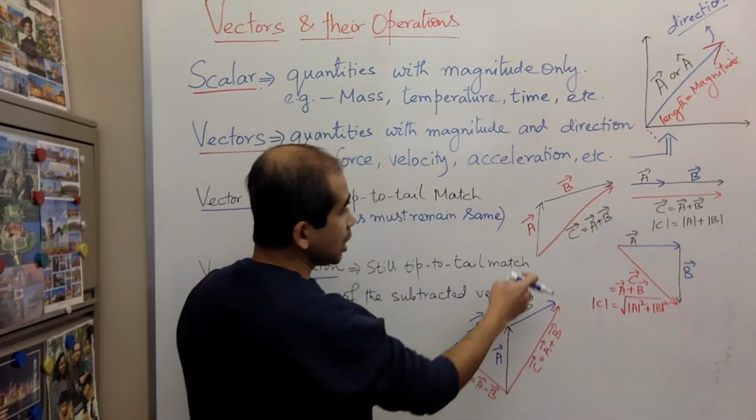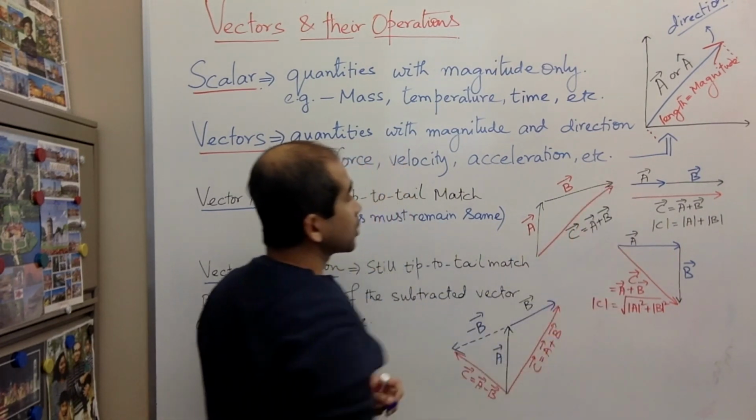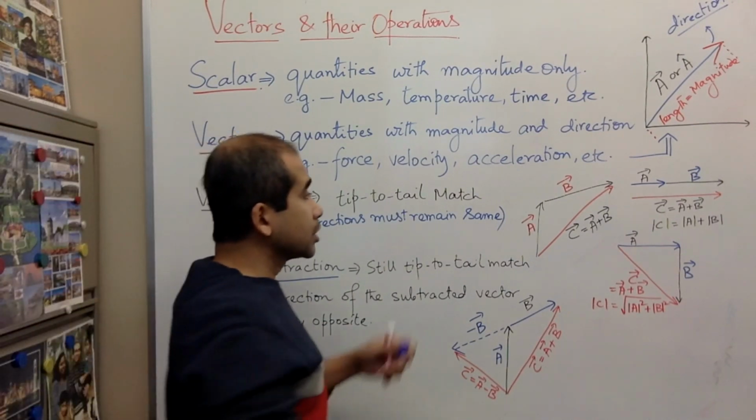All are vectors, you can see. So how do we find that? We find it from the tail of A to the tip of B. This is the resultant vector C, which is A plus B. So this is one case.